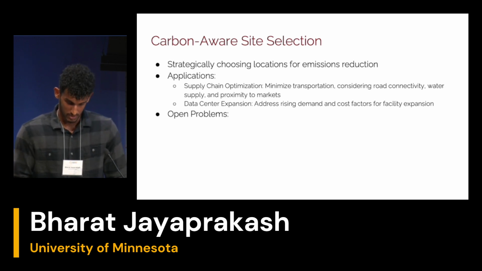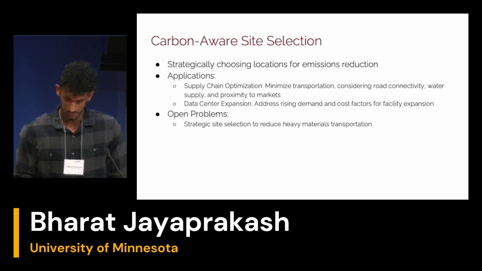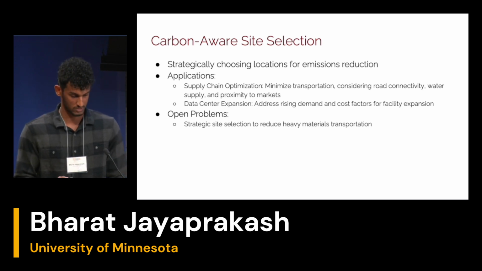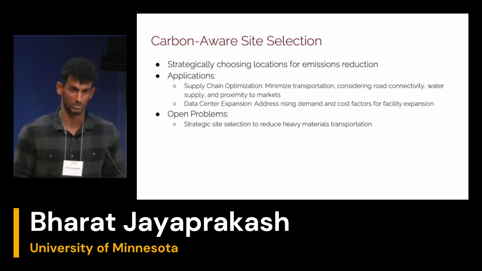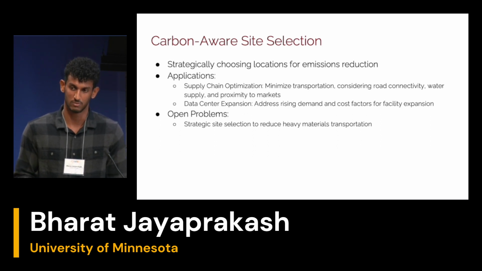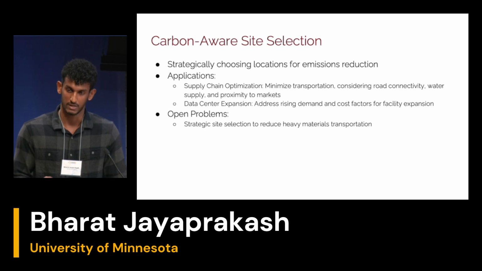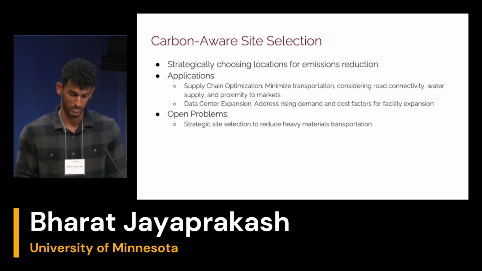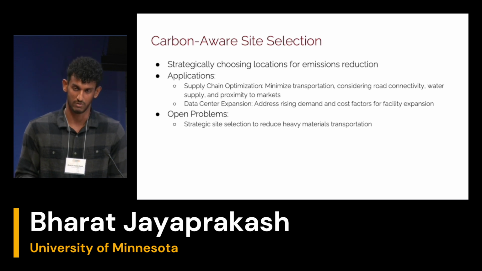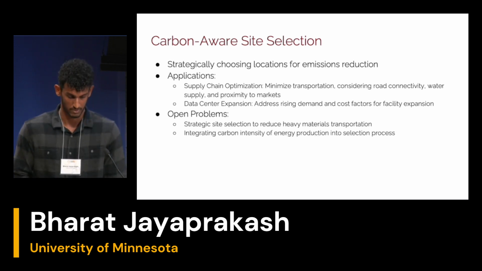Some of the open problems here, especially with the two specific applications that I talked about, is with the supply chain industry, you can consider heavy materials like machinery and construction materials. And we know that transporting these heavy materials is associated with a high carbon cost, because transporting heavy materials requires more fuel than if you were to drive an empty truck. And that increases the total associated carbon footprint. So if we could potentially relocate sites such that we could minimize the specific transportation distances of heavy materials, we could potentially reduce a lot of carbon footprint there.